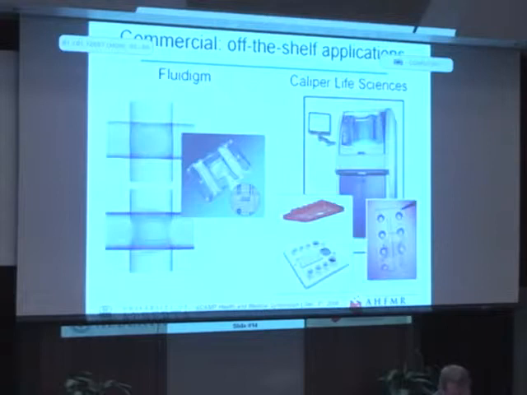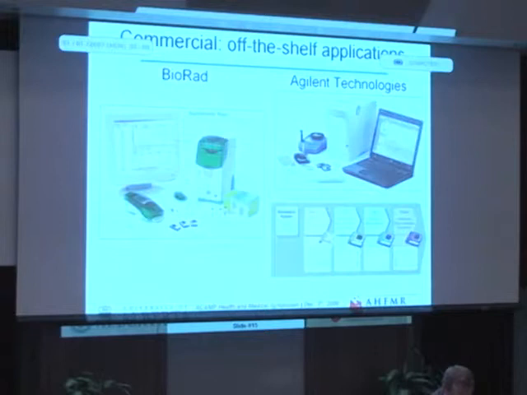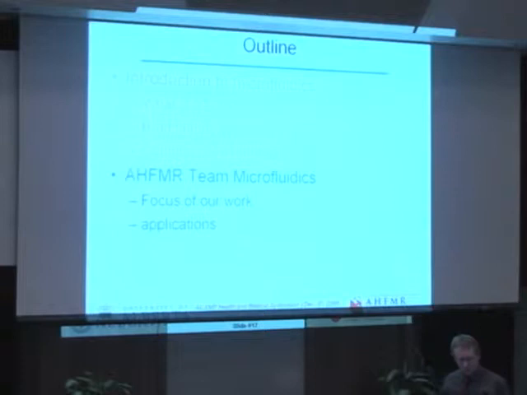There are some other companies, Fluidigm, Caliper, Bio-Rad and Agilent, who have a more substantial off-the-shelf offering. It's really just a different business model. And in many of these cases, they focus on fairly mainstream DNA, RNA, protein kinds of analyses that they can actually have pretty good sales for, in standard genetics labs and whatnot.